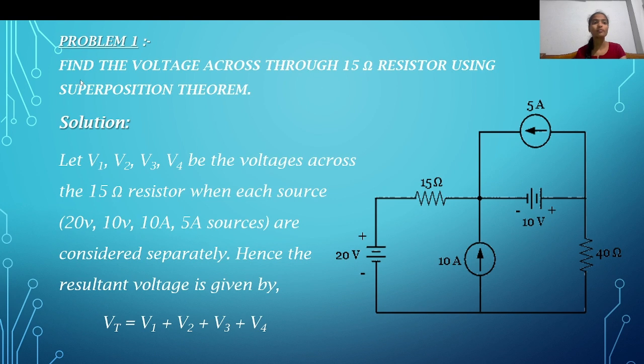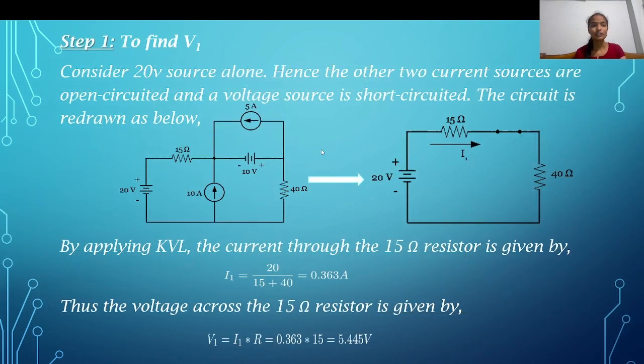First problem: find the voltage across the 15 ohm resistor using the superposition theorem. So here is the 15 ohm resistor. There are four sources. We'll consider each source and find the voltage across the 15 ohm resistor. Here is step 1: consider the 20 volt source alone. The remaining sources are replaced by internal resistances. Here the two current sources are open circuited and the voltage sources are short circuited.